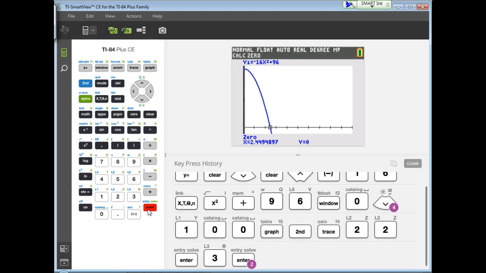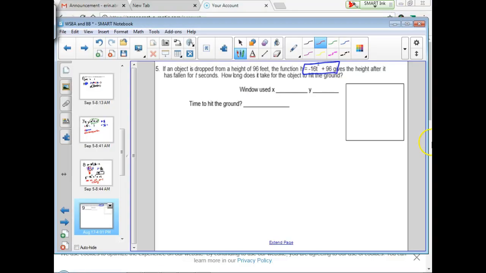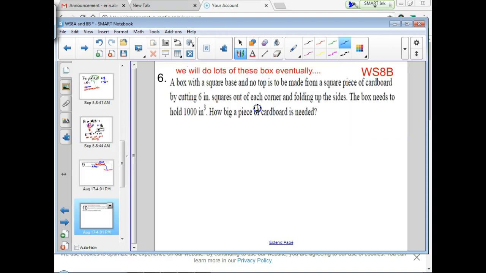Give yourself a little sketch in that box off to the side. And then also write down the window we used. So what did we go 0 to 10 for time? And then negative 10 to 100 for height. And it did something like this. Yep. All right. So, graphing calculator work, it's a good time. On the back.